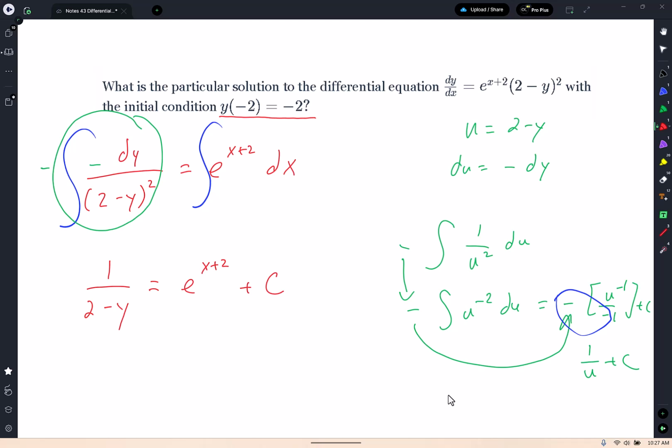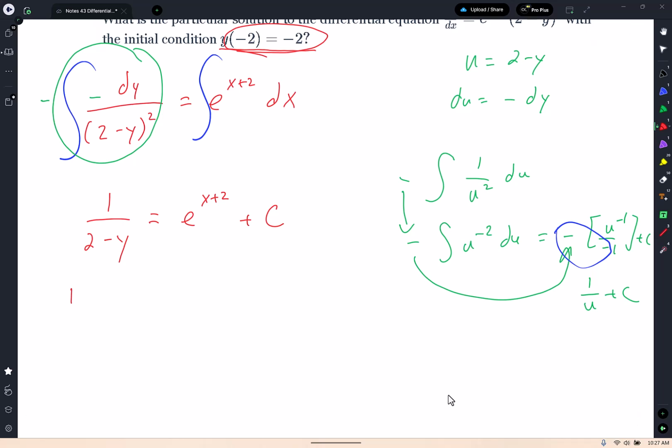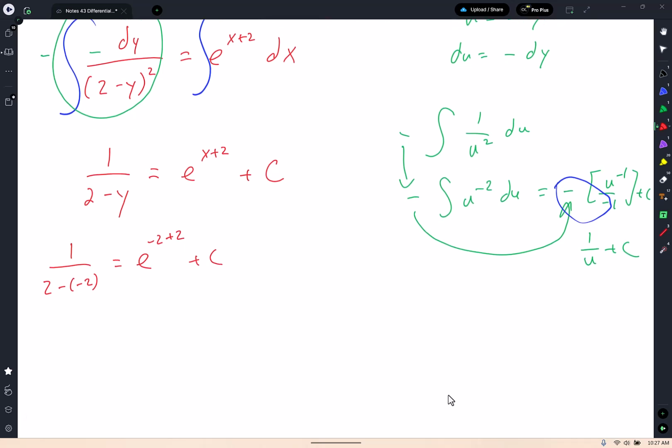I'm going to plug in this. Maybe they're being nice. Negative 2, negative 2. I'm going to plug it in. 1 over 2 minus negative 2 equals e to the negative 2 plus c. I'm slowing down, guys. I'm going as slow as I can. 1 over minus a negative, so you're going to add them up. 1/4 equals e to the 0. e to the 0 is, it's not 0, it's 1, plus c.